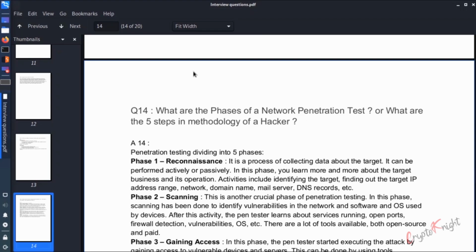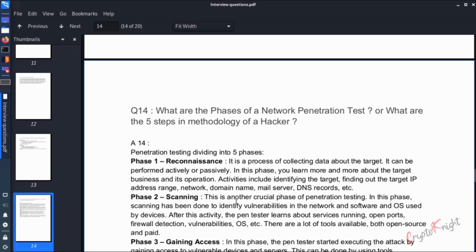Now this part we have already discussed, still I'll go through it very quickly. What are the phases of a network penetration test, or what are the 5 steps in methodology of a hacker? So the phase 1 is reconnaissance. It is a process of collecting data about the target. It can be performed actively or passively. In this phase, you learn more and more about the target, business and its operation. Activities include identifying the target, finding out the target IP address range, network, domain, mail server, DNS records, etc. So basically we are just gathering information in this first step.